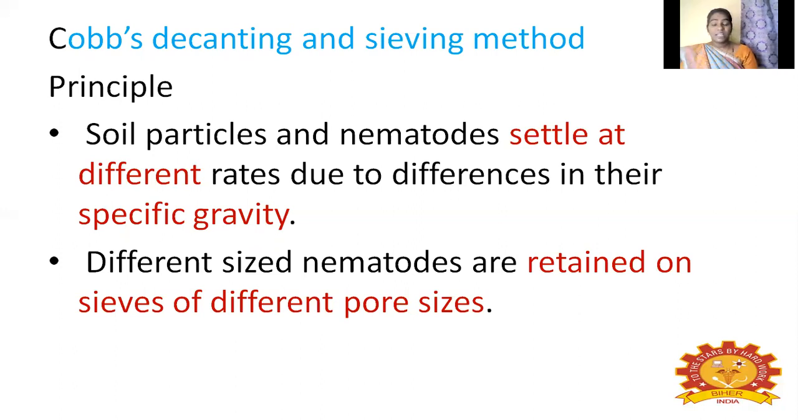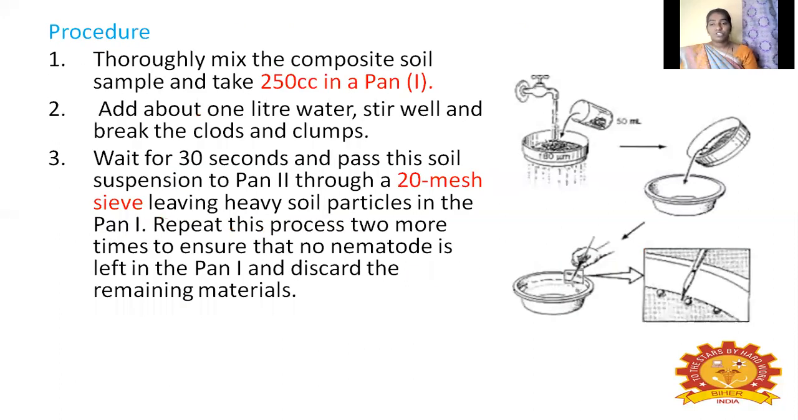Nematodes of different sizes are retained at sieves of different pore size and are collected. Procedure: for the procedure, the important things we need are a sieve, tap water with its flow, and a beaker.